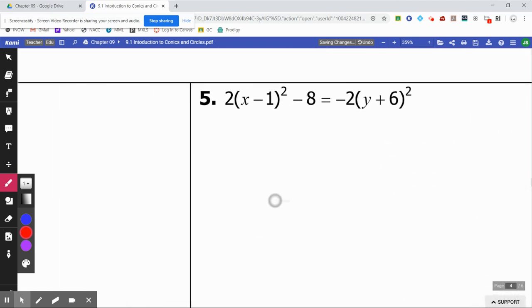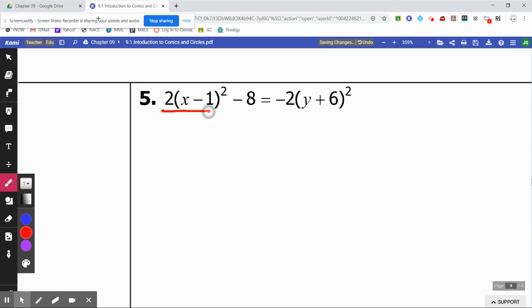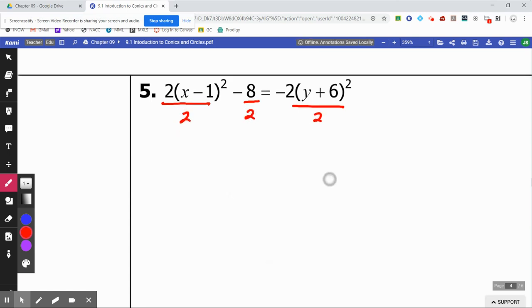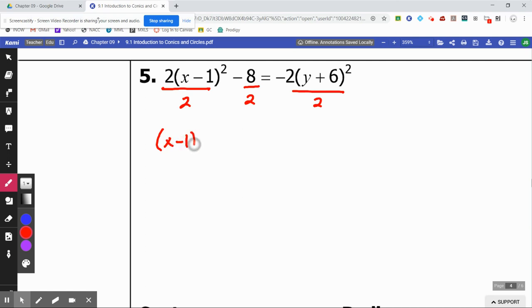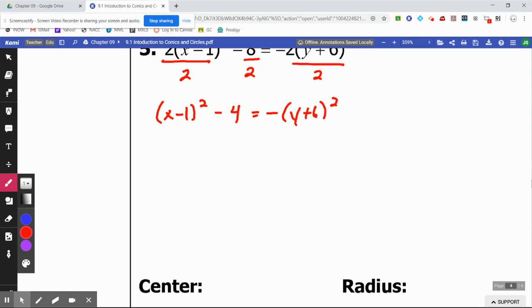Now this one, again, you have 3 terms, and all 3 of those terms are divisible by 2. I'm going to go ahead and divide first, and that's going to give me (x − 1)² − 4 = −(y + 6)². Now it's just moving terms around. I'm going to move my minus 4 over here and my y stuff over here.